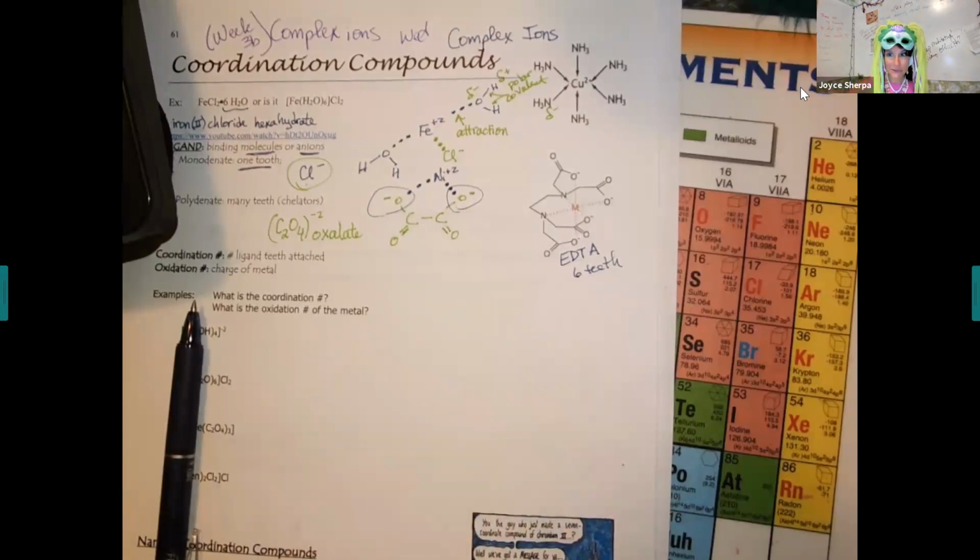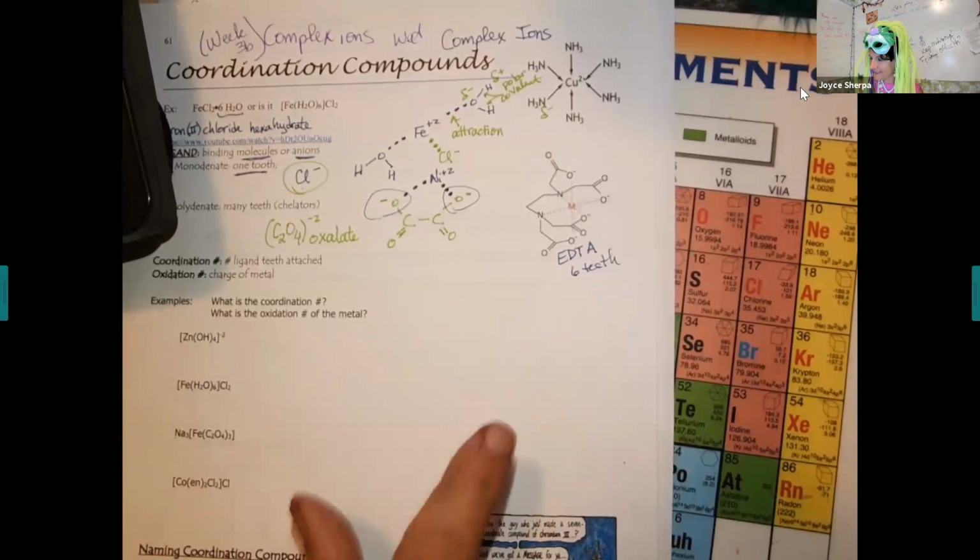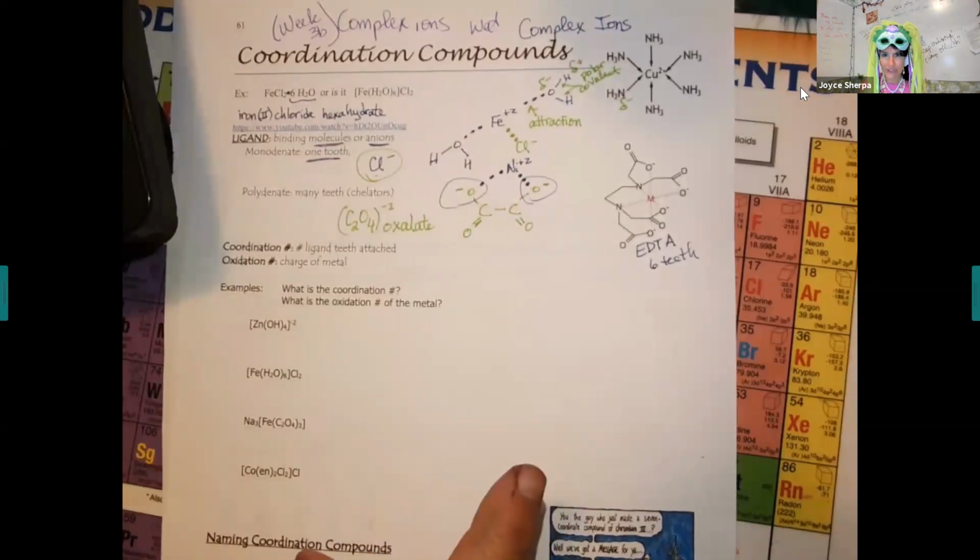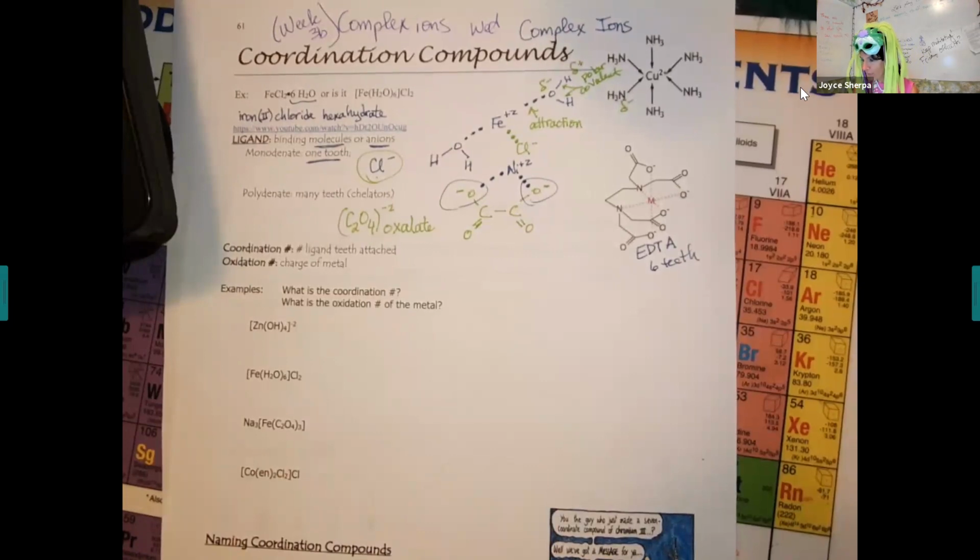EDTA was what was used during World War I for the poisonous gas Kobe talked about, the chloride and stuff. And so that's when it was actually realized it was a chelator. All right.